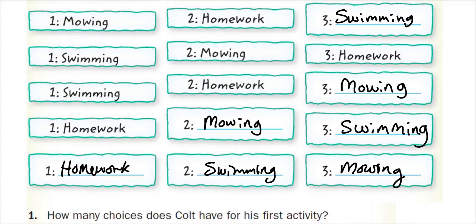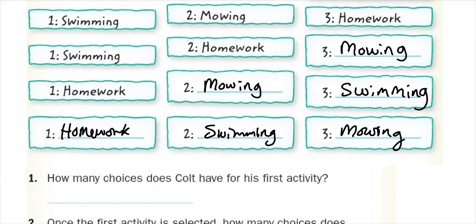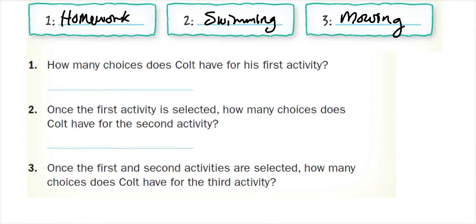All right, so how many choices does Colt have for his first activity? He had 3, right? Once the first activity is selected, how many choices does he have for the second activity? That would be 2. And then once the first and second activities are selected, how many choices does Colt have for the third activity? That means there would be 1. Okay, there's only 1 left.